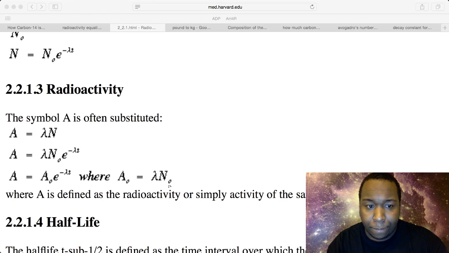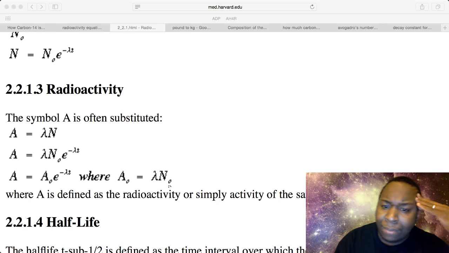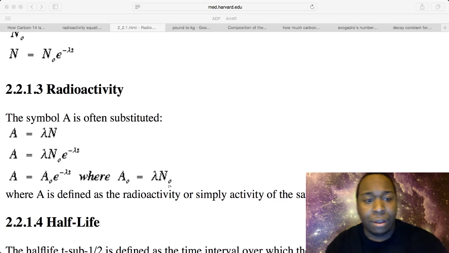If I'm not mistaken, the activity definitely won't drop down to 1. It will be much, much greater than 1. It's because the half-life of carbon-14 is like 5,000 some odd years, and 2,000 years isn't that much compared to 5,000. It's close, but it's not. Let's go ahead and make the calculation, though.